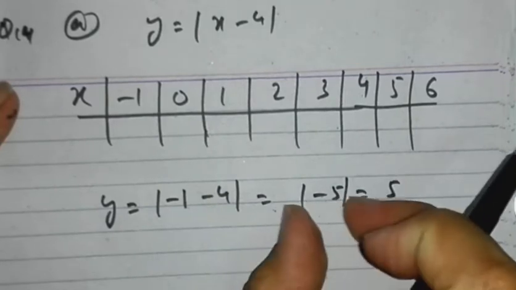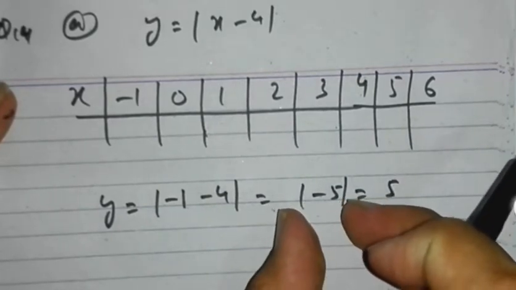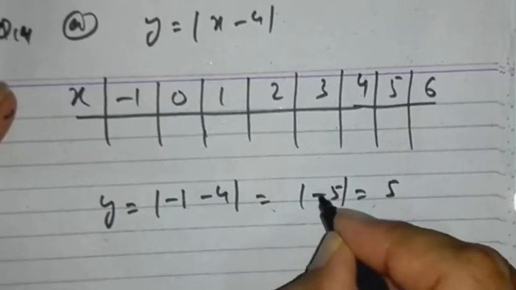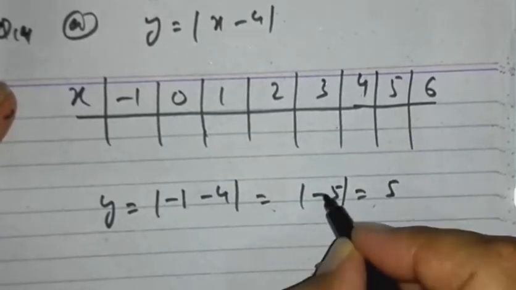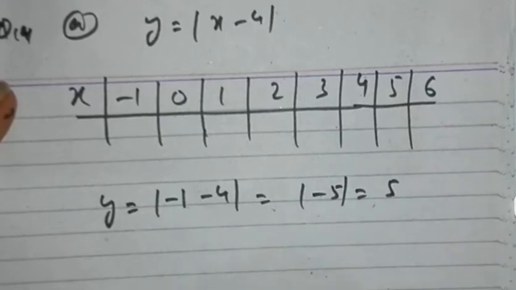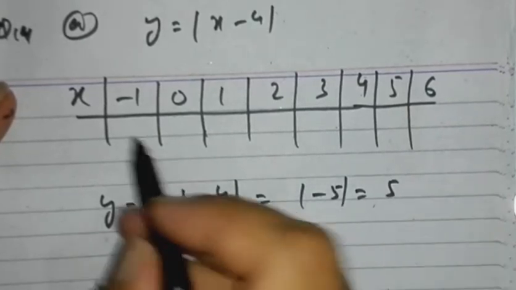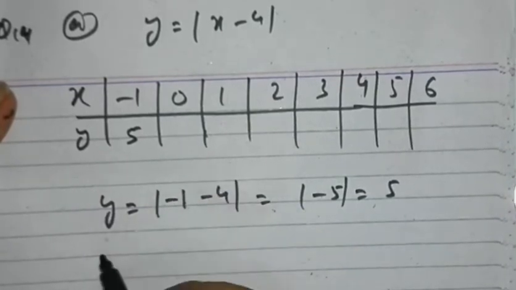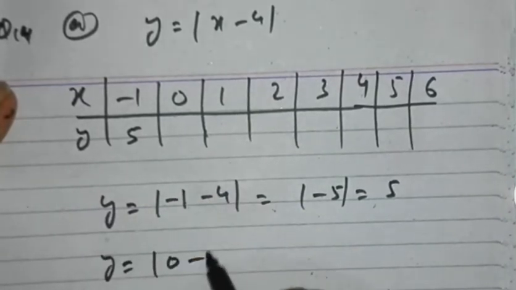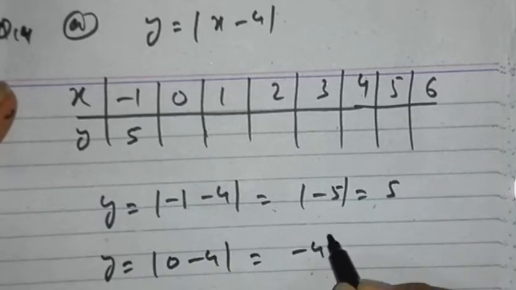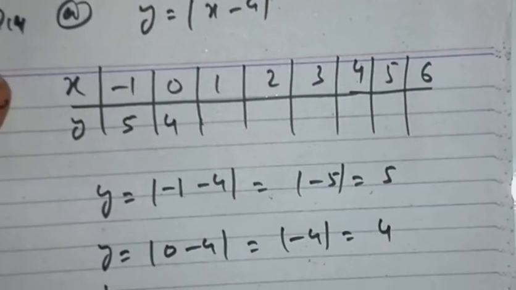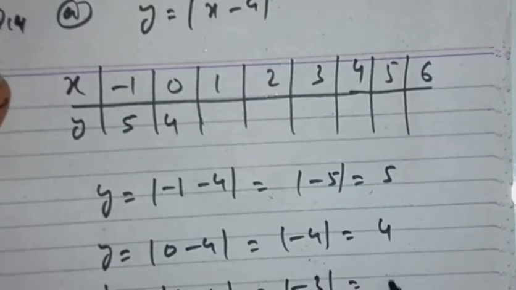The absolute function changes a number into positive. If it is positive, then the answer will be positive, and if it is negative, then its answer will also be positive. So here we get 5, the value of y. Now put 0, y equals absolute of 0 minus 4, minus 4 absolute, we get 4. Now put 1, 1 minus 4 absolute, minus 3 absolute, we get 3.